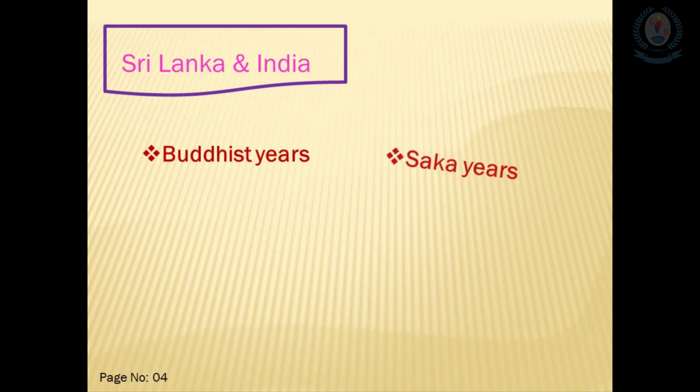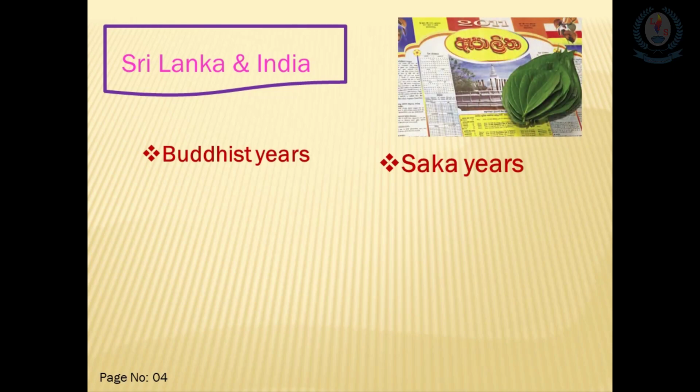There are some other methods also to measure the time of history. Especially in Sri Lanka and India, they use two other methods to measure the time of history, Buddhist years and Saka years. You can see these two methods at your home. How? Because these two methods have been mentioned in almanacs in your home. Have you seen them? Now you can go and check.